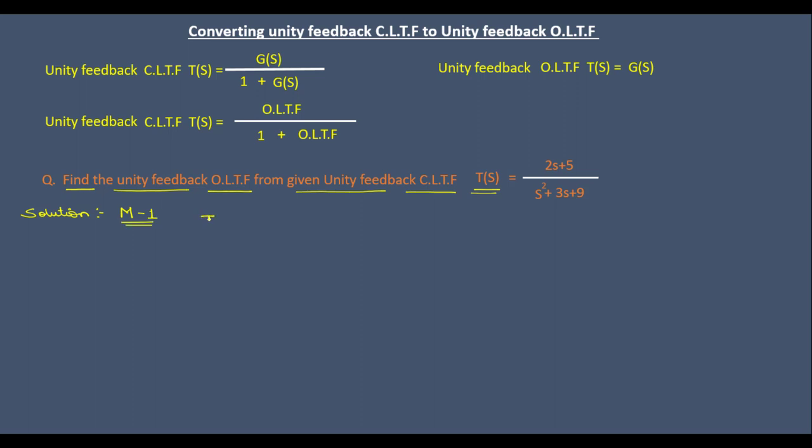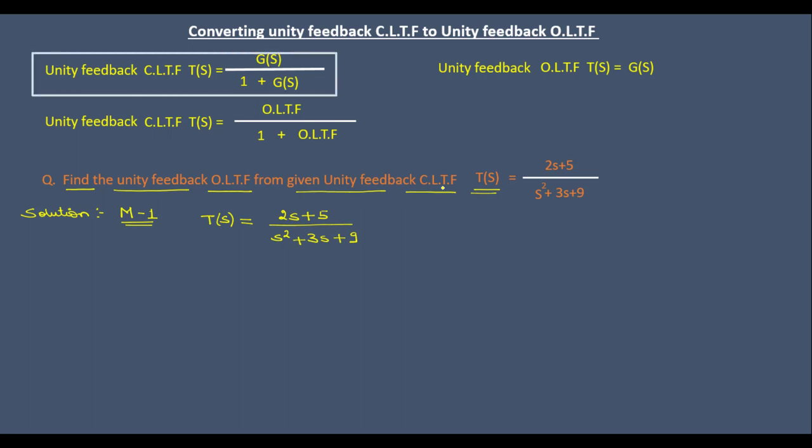The closed loop transfer function T of S is given by 2S plus 5 upon S square plus 3S plus 9. Now this is a unity feedback closed loop transfer function. We have already discussed that the unity feedback closed loop transfer function T of S is G of S upon 1 plus G of S. So this transfer function is nothing but G of S upon 1 plus G of S.